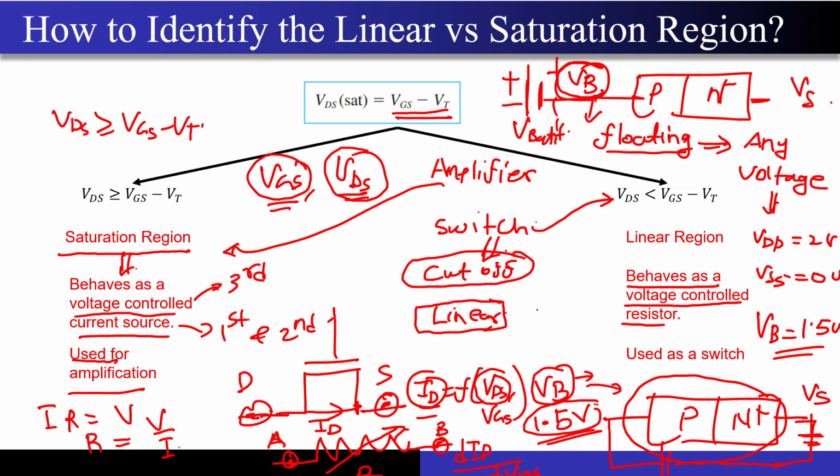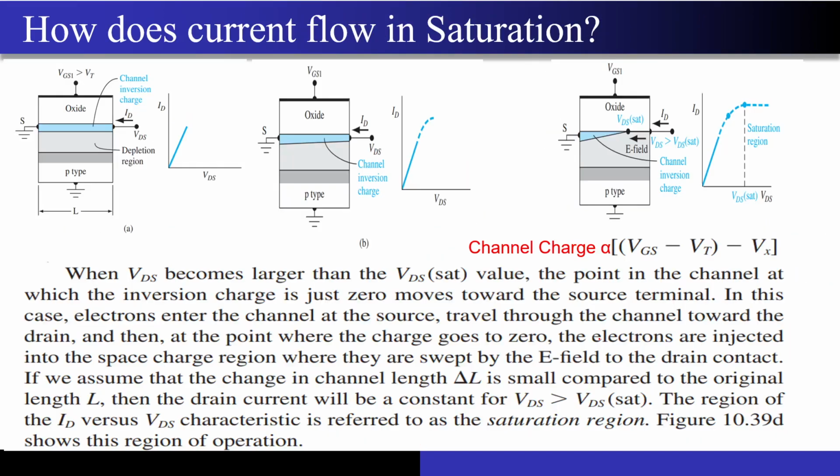What is the job of a switch? When the switch is on, it offers low resistance, and when the switch is off, it offers very high resistance. I already told you my MOSFET is on, so it should have a very low resistance, and when my MOSFET is in the off condition, it will give me a very huge resistance. I hope till this point it is very much clear to you.